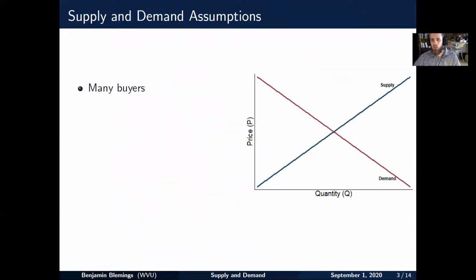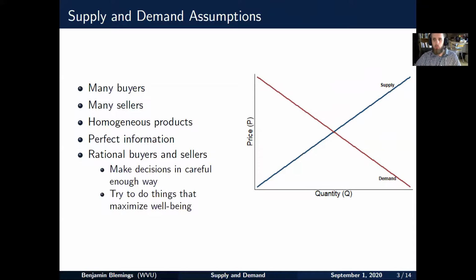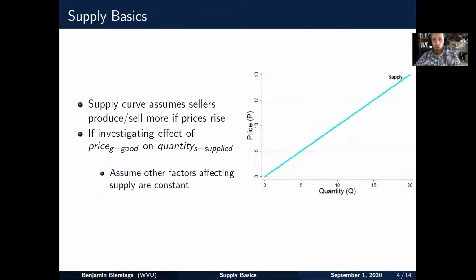I just want to briefly get through the assumptions of supply and demand, which is pictured in this graph here on the right. There are many buyers making up the demand curve, and many sellers making up the supply curve. Every product being sold in the market is the same. You have perfect information, so you know everything about the products and the buyers and the sellers. And roughly, there are rational buyers and sellers. These should look familiar to you. These buyers and sellers are making decisions in a careful enough way to help maximize their own well-being.